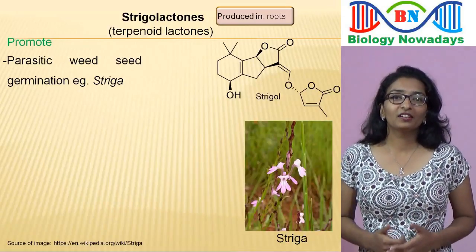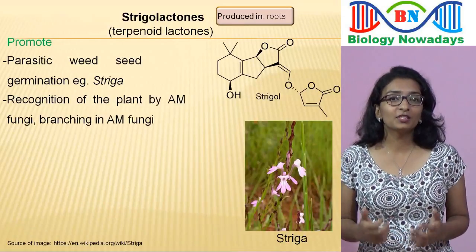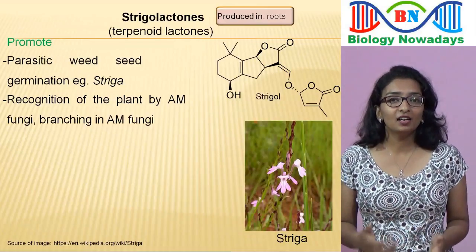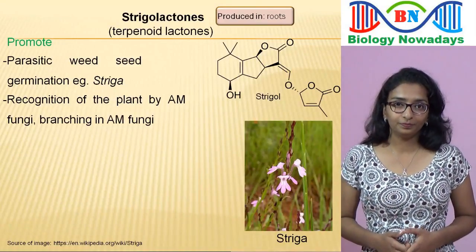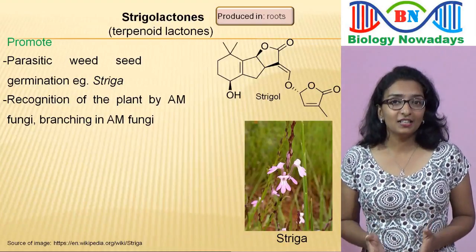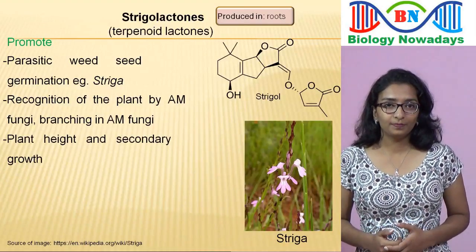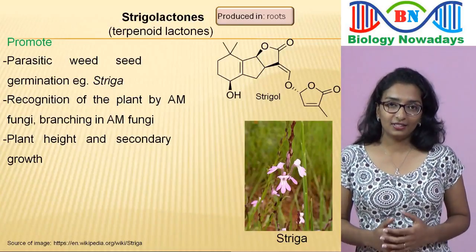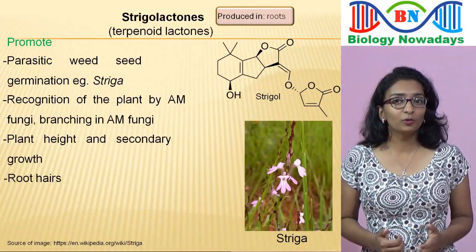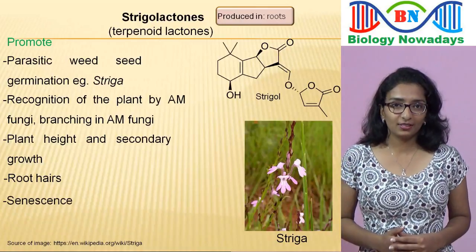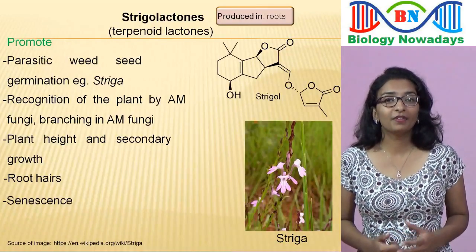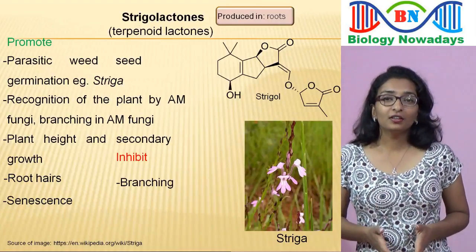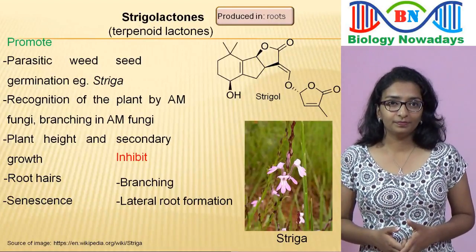They also promote recognition of the plant by arbuscular mycorrhizal fungi and promote branching in the arbuscular mycorrhizal fungi. They promote plant height and secondary growth. Strigolactones promote the formation of root hairs. They also promote senescence of plant organs. They inhibit branching. They also inhibit lateral or side root formation.